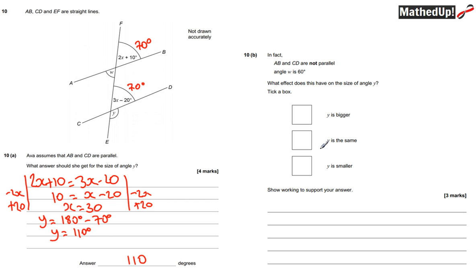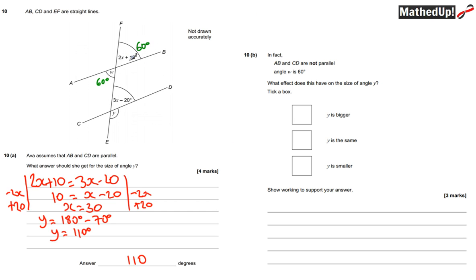Okay, part B. In fact, AB and CD are not parallel, and we're being told that angle W is 60 degrees. So we're being told this angle here is 60 degrees. So let's mark this in a different color. Okay, so let's get rid of these now, because these aren't 70 anymore. And if that's 60 degrees there, this angle here is vertically opposite, so this angle here must also be 60 degrees.